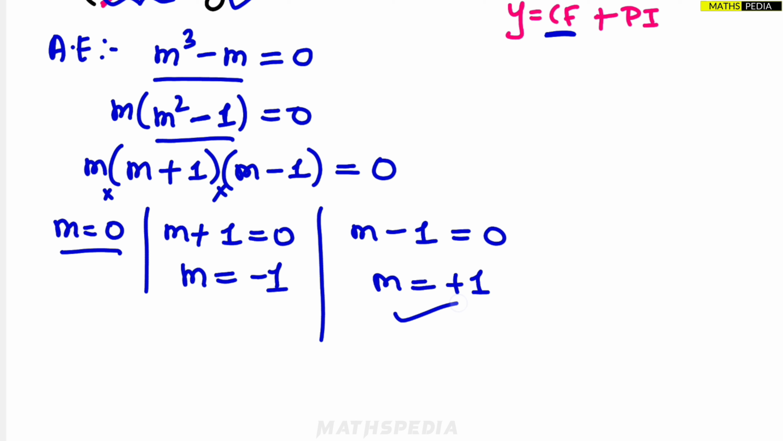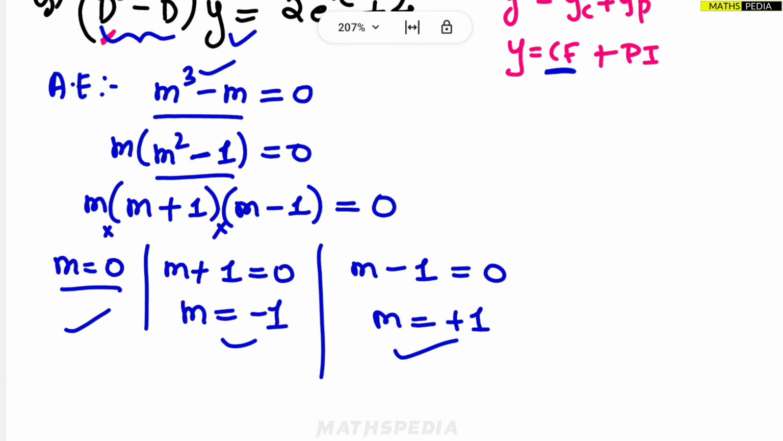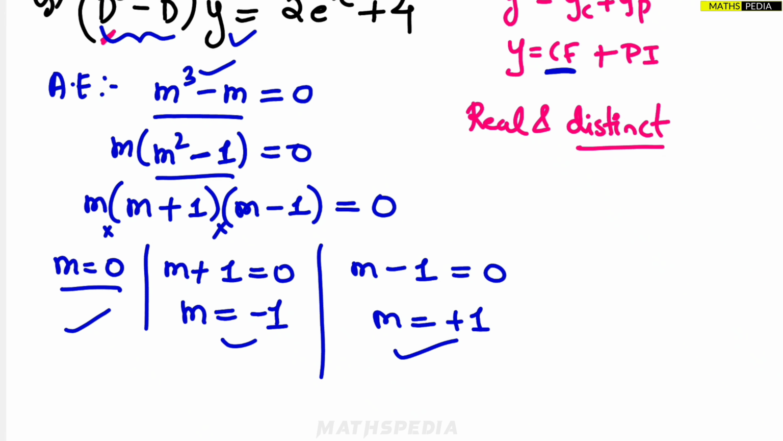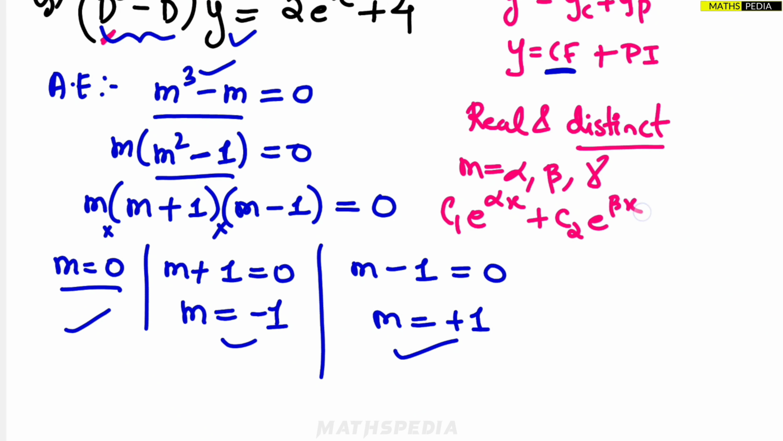So how many values did you get for m? Three values. This is m cube, so you should get 3 values. After getting 3 values, you need to understand how to write the yc, or complementary function. As we have discussed, whenever you get real and distinct roots, distinct in the sense of different roots, then m is equal to alpha, beta, and here one more came, so I can write gamma, 3 different roots. The answer will be c1 into e power alpha x plus c2 into e power beta x plus c3 into e power gamma x. This is yc. This is how you have to write the yc value.